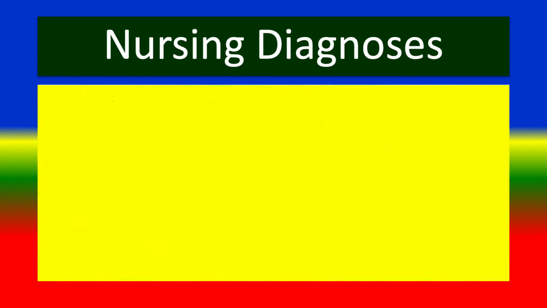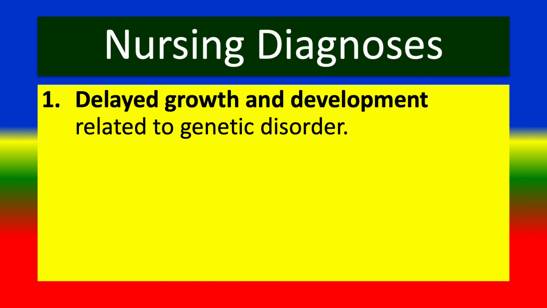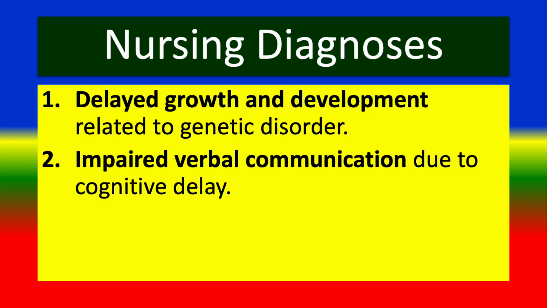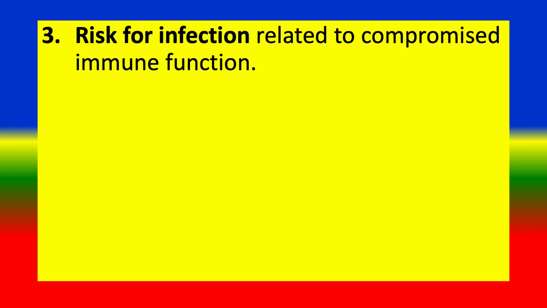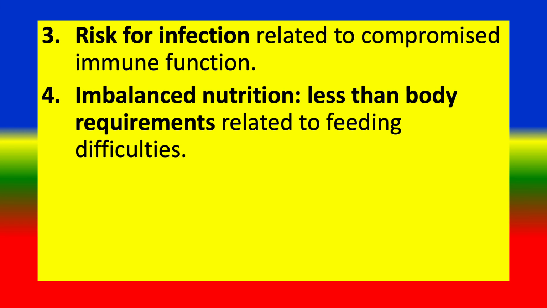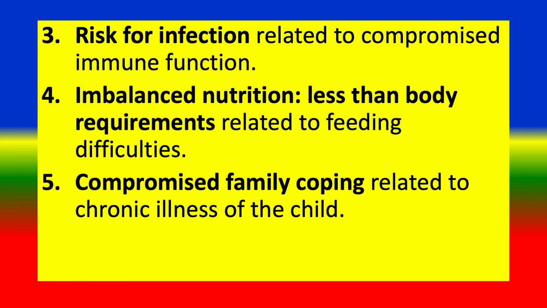Nursing diagnosis. 1. Delayed growth and development related to genetic disorder. 2. Impaired verbal communication due to cognitive delay. 3. Risk for infection related to compromised immune function. 4. Imbalanced nutrition, less than body requirements, related to feeding difficulties. 5. Compromised family coping related to chronic illness of the child.